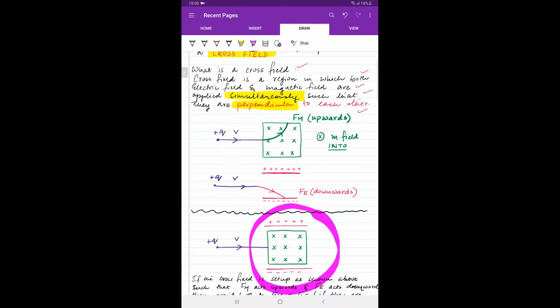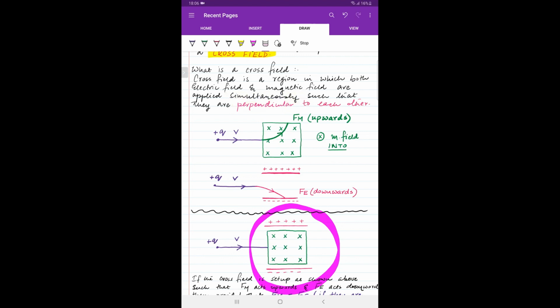So carefully देखिएगा और definition के साथ match कर लीजिएगा. ठीक है, so the wording was a region in which both electric and magnetic fields are applied simultaneously such that they are mutually perpendicular to each other. That kind of makes sense. अब मैंने दोनों fields को, दोनों diagrams को superimpose कर दिया है.